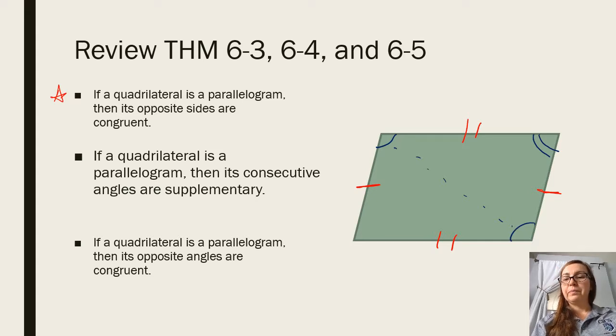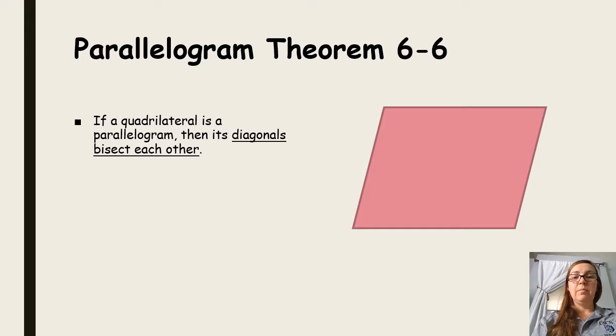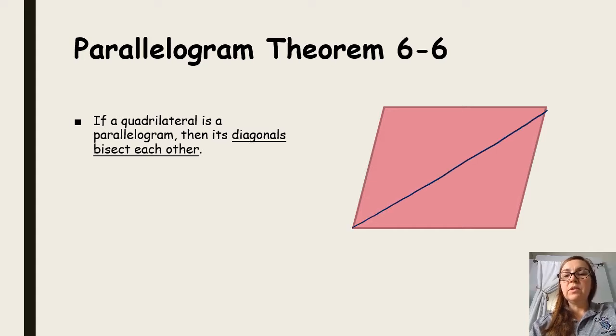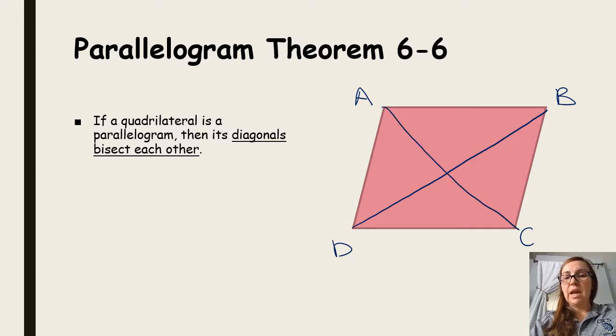and these two angles then are congruent. So now we're going to move on to our next theorem, the parallelogram theorem, which is also known as 6-6 for our book. If a quadrilateral is a parallelogram, then its diagonals bisect each other. The first thing that we need to understand is what is a diagonal. A diagonal is just what it sounds like. It's from going from one corner diagonally across to another corner, and same thing here. So I have two diagonals here. One is the diagonal BD, and the other diagonal is AC.